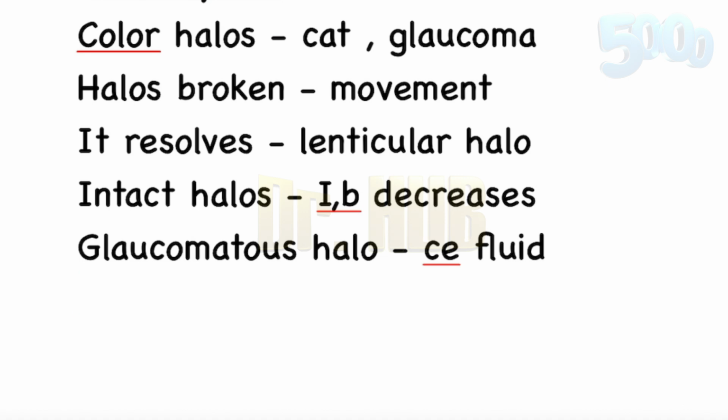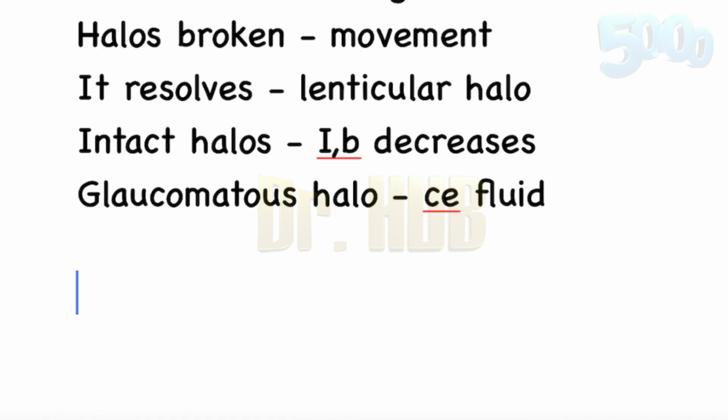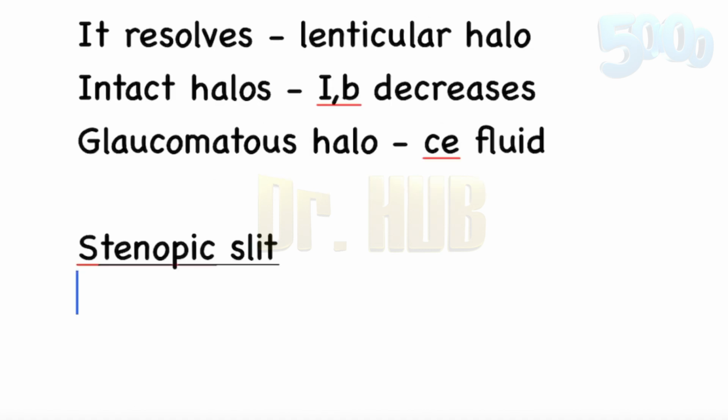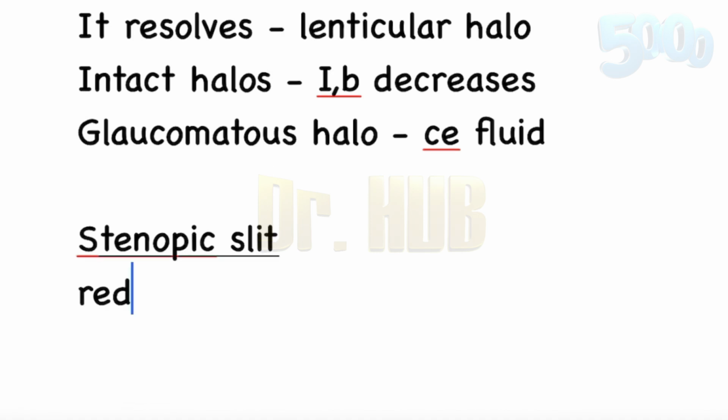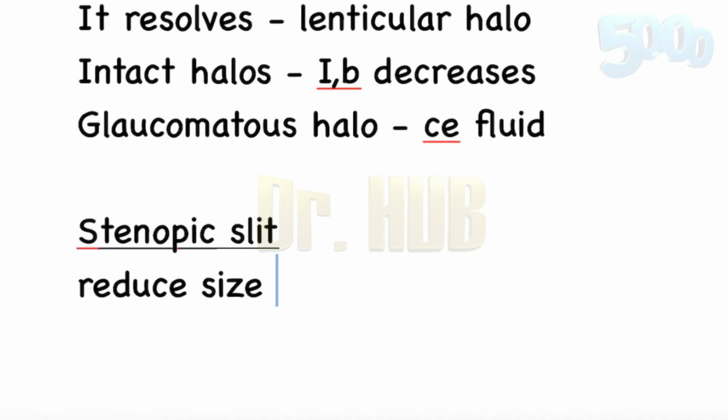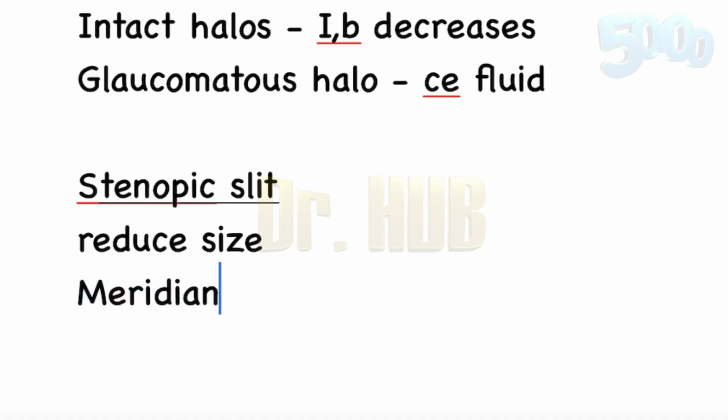The next important thing we need to know is about the stenopic slit. What is the use of the stenopic slit? It causes a reduction in the size of the blur circle. So it reduces the size of the blur circle, and this is in the meridian perpendicular to the slit.